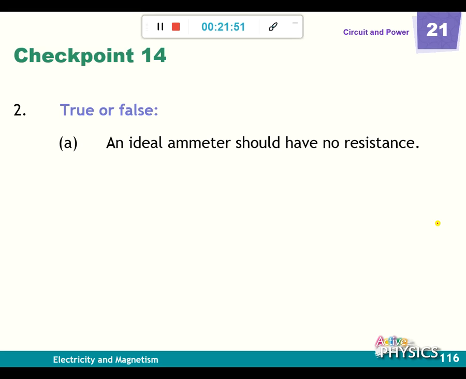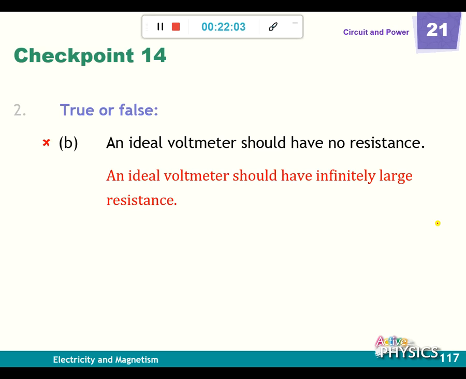An ideal ammeter should have low resistance. Yes. An ideal voltmeter should have low resistance. Wrong. It should be infinitely large resistance.